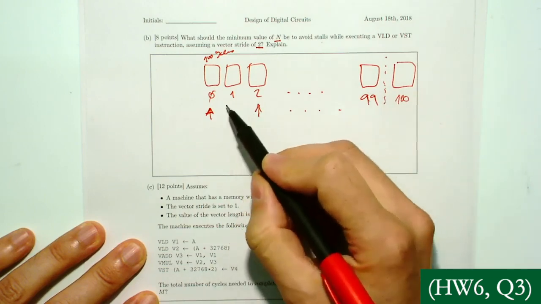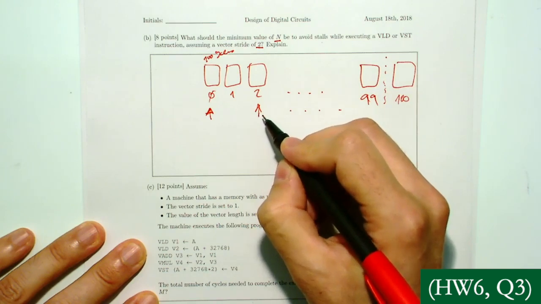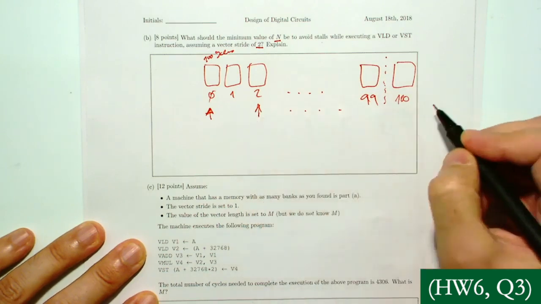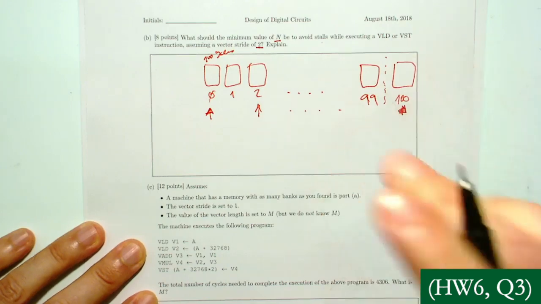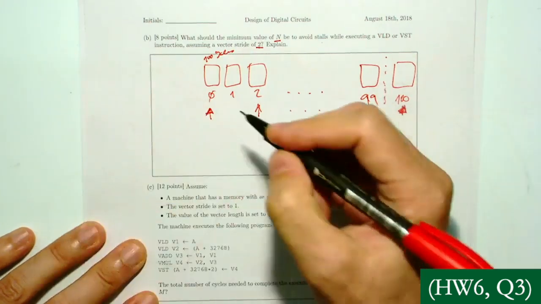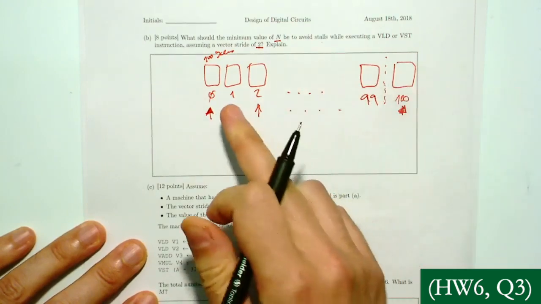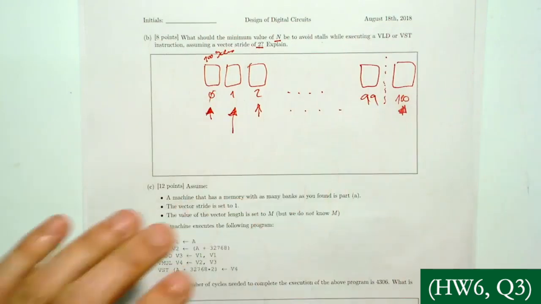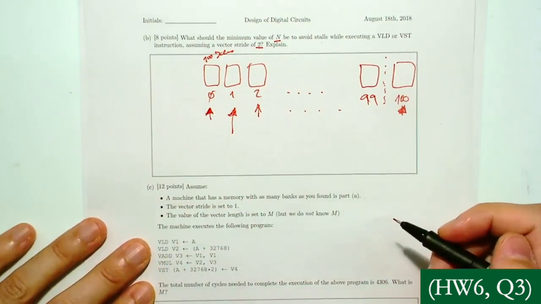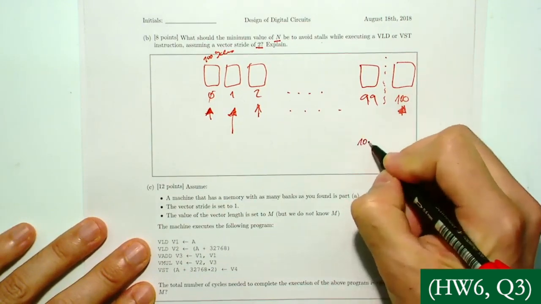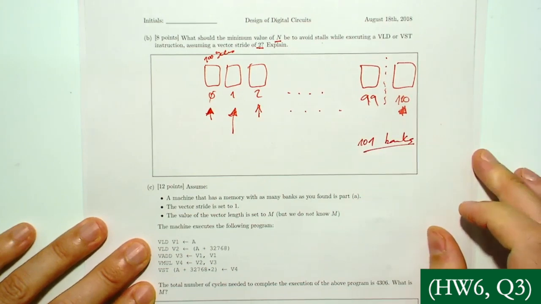What will happen is that in the second iteration, instead of accessing this bank, we will access this bank. So we will be filling the gaps in the second round with 101 banks. Yes.